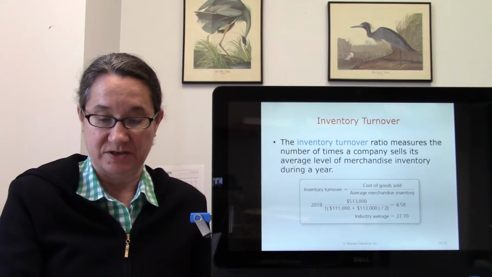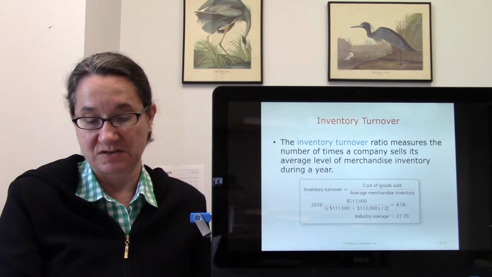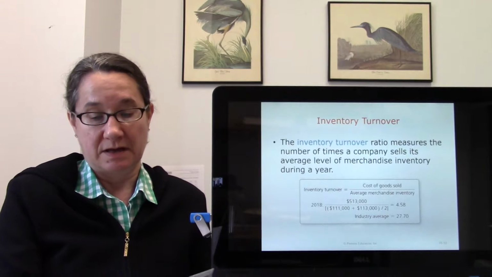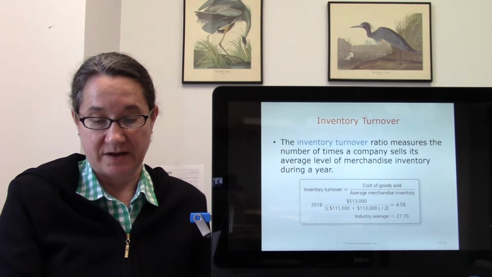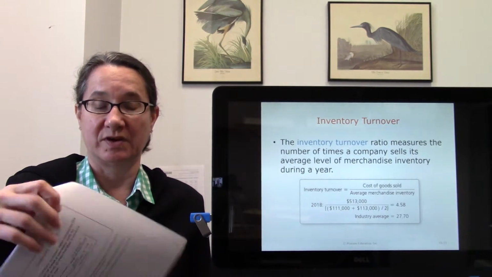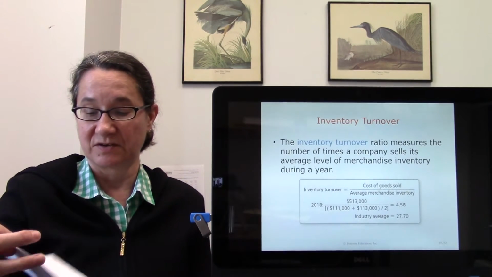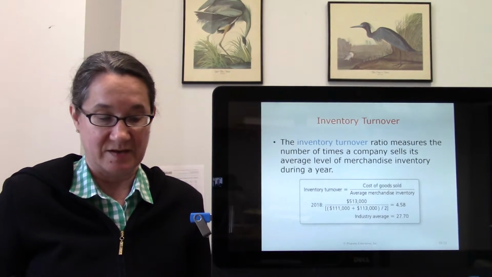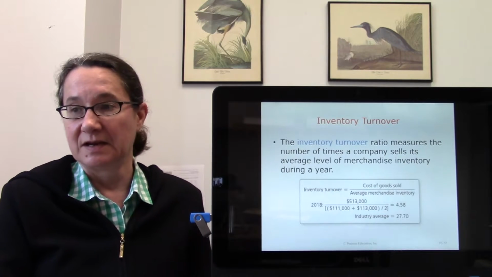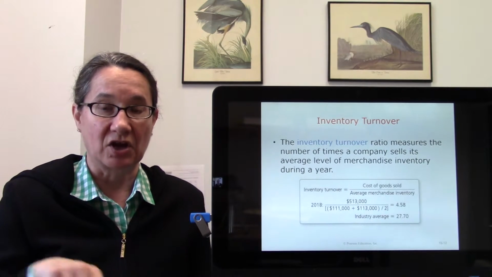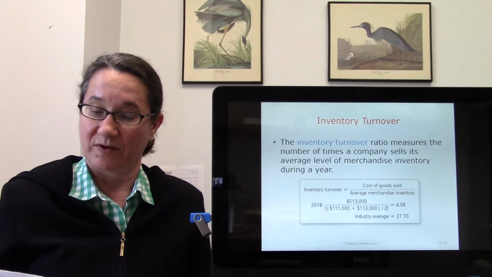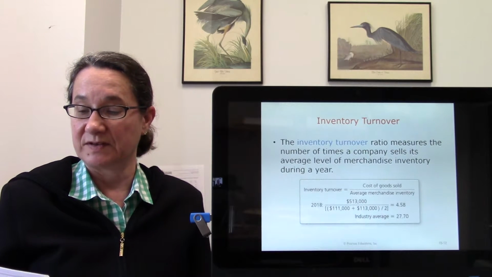They don't sell their merchandise all that quickly. If the industry average is 27.7, they're not turning it over a whole lot of times per year. Now that could be that their particular company doesn't do that much sales, they do more service or something, but that's not looking good for them if they're 4.58 and industry average is 27.7.